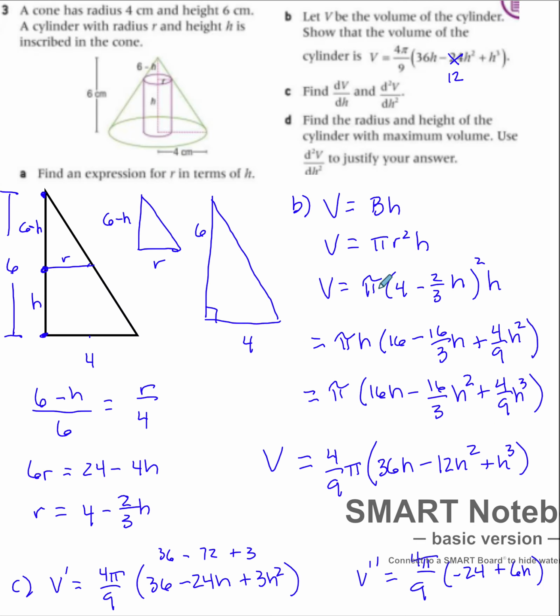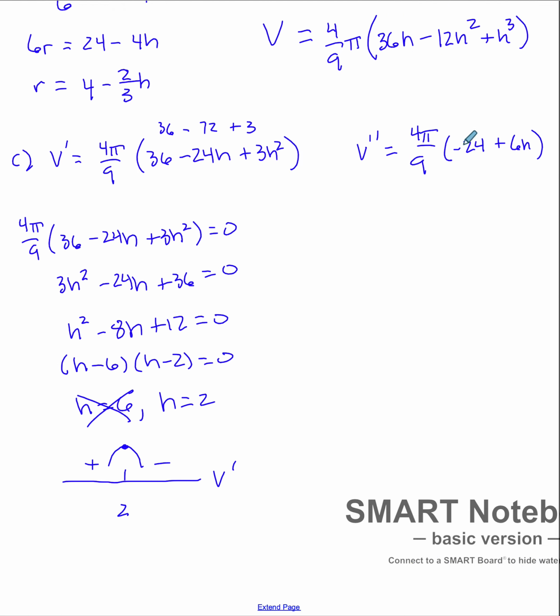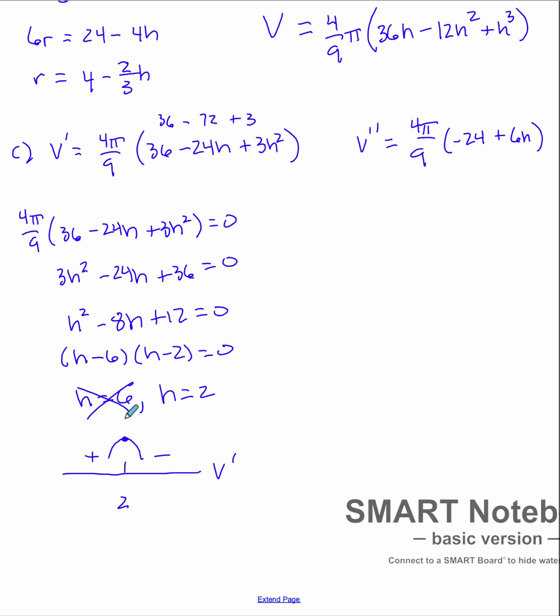However, these wonderful people say to use the second derivative to justify our answer. So this really is unnecessary for this problem, but I just wanted to show it to you so you know that you can get a max or a min using the first derivative. But to justify it using the second derivative, we're going to have to find the second derivative critical point by setting the second derivative equal to 0. If we divide by 4 pi over 9, we get negative 24 plus 6n equals 0. Solving for n, we get n equals what?